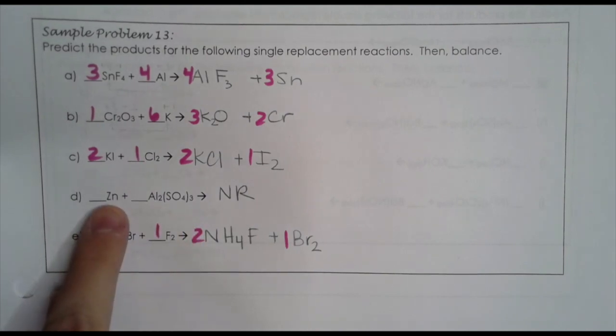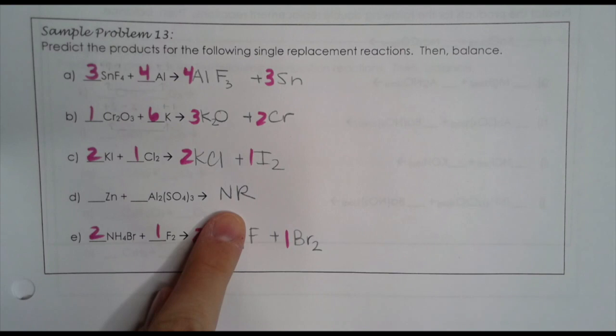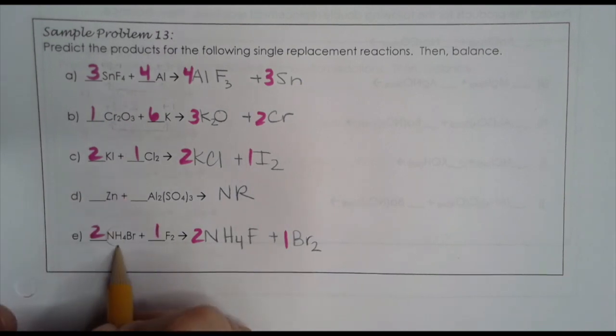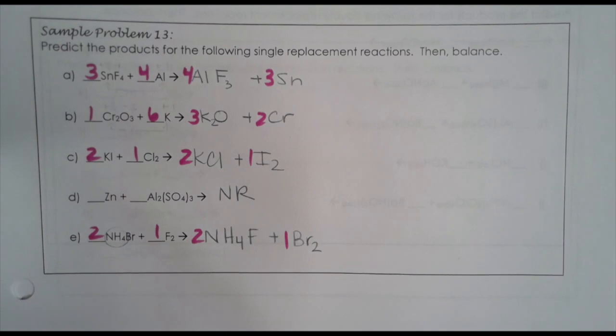Zinc is happier being by itself than aluminum is being by itself. So therefore, zinc's going to stay isolated. When that happens, you don't have to predict the products. You can just write NR for that. And NR, of course, stands for no reaction. And E is very similar to C, except you do have a polyatomic cation there that you have to account for. But otherwise, I think as long as you follow each of these steps and you check that activity series, then you should be more than good for predicting the products.